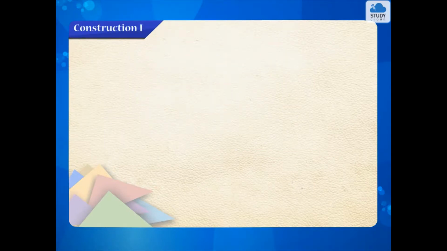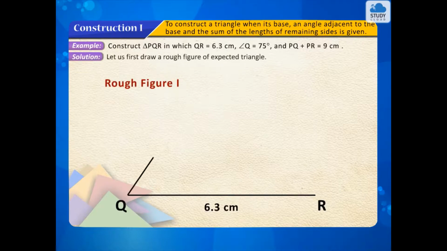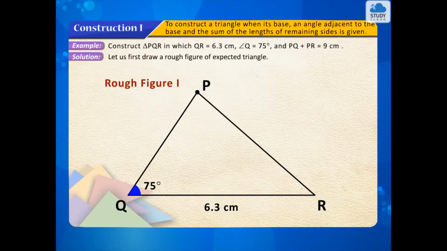Construction 1. To construct a triangle when its base, an angle adjacent to the base, and the sum of the lengths of remaining sides is given. Example: construct triangle PQR in which side QR is equal to 6.3 cm, angle Q is equal to 75 degrees, and side PQ plus side PR is equal to 9 cm. Solution. Let us first draw a rough figure of the expected triangle.